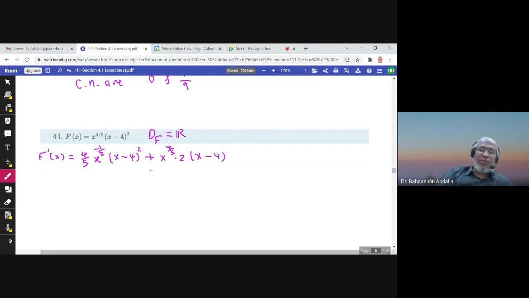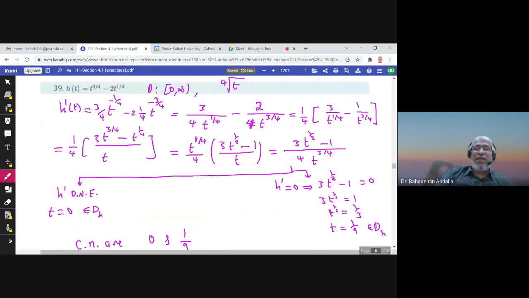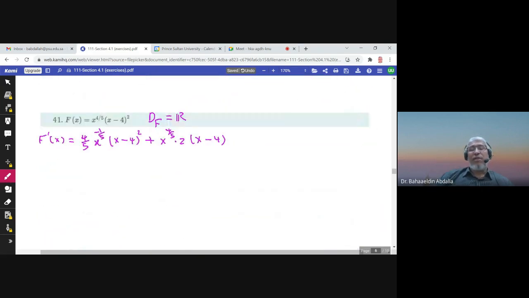This is f prime. And let me now do better than the previous question by taking immediately the common factors from here. So we have 2 as a common factor. We have x minus 4 as a common factor. And we have x to the power negative 1 over 5 as a common factor, because negative 1 over 5 is less than 4 over 5.